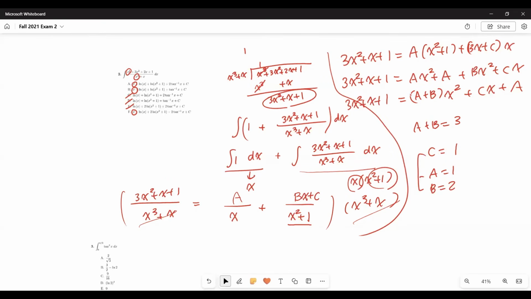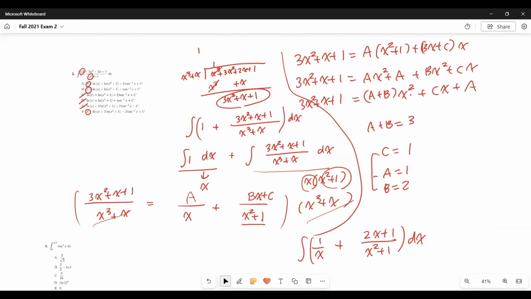So we know the a, b, c values, so we are going to plug them back in. So it can be written as the integral of 1 over x plus (2x plus 1) over (x squared plus 1) dx. We can separate this, so it can be written as the integral of 1 over x dx plus the integral of (2x plus 1) over (x squared plus 1) dx. 1 over x dx is just ln absolute value of x.